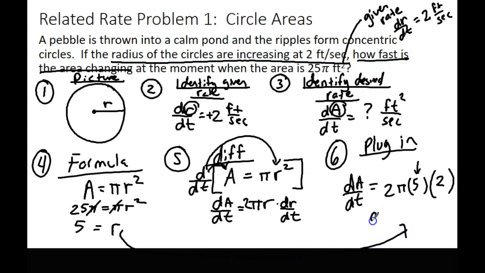Okay, so dA/dt is equal to 2 times 5 times 2 would be 20, right? 20 pi. And what are my units? Square feet per second. So what this means then is, we threw a rock in a pond. The radius is growing at a steady rate of 2 feet every second. But the area, at the moment when it's 25 pi, is changing at a rate of 20 pi square feet per second. Okay? So a lot of steps there.